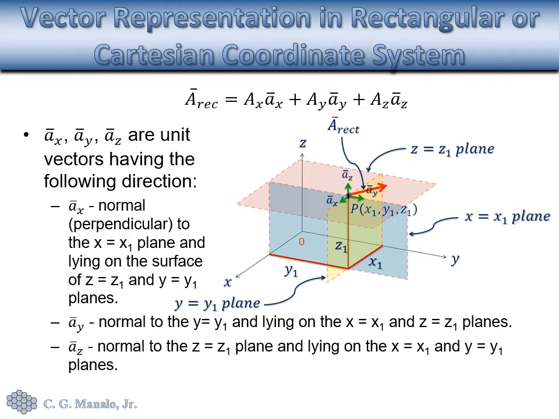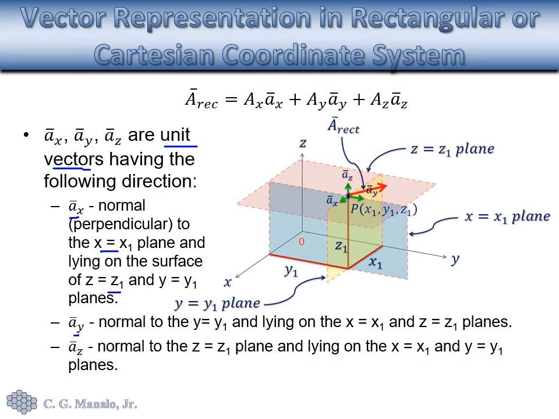But what are these vectors represented by the small letter a? We call them the unit vectors because these are vectors having a magnitude of 1, and these are their directions. So a sub x is actually perpendicular to the x equals x sub 1 plane, and it lies on the surface of the z equals z sub 1 and y equals y sub 1 planes.